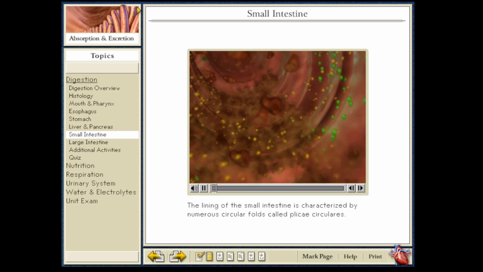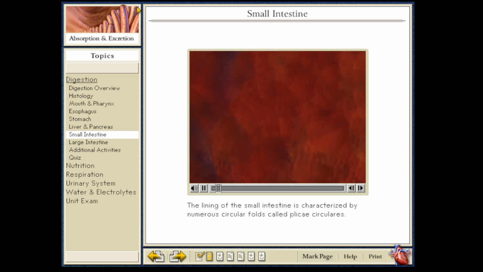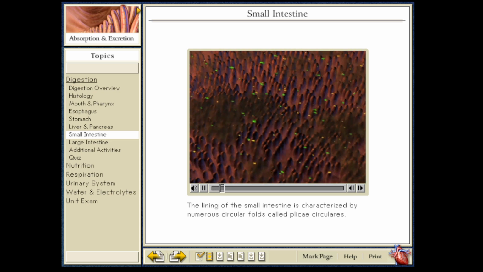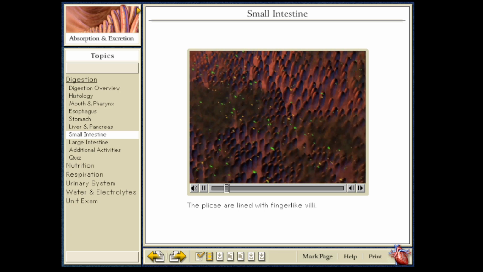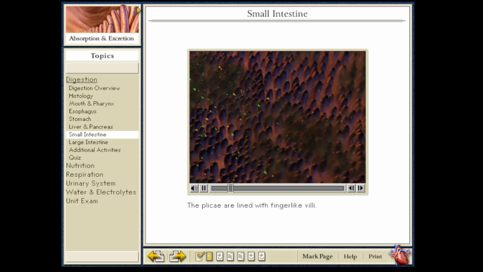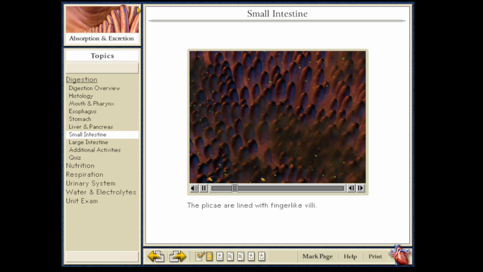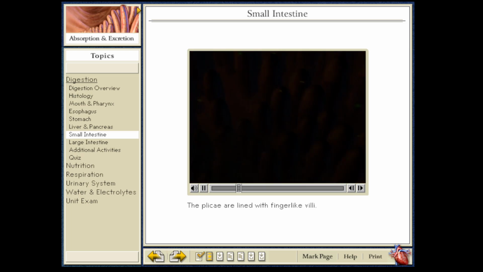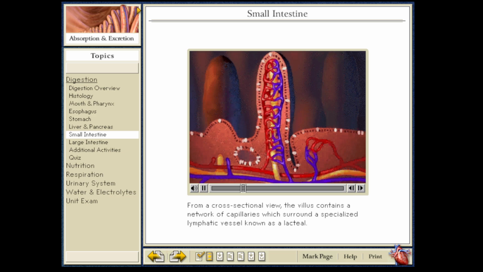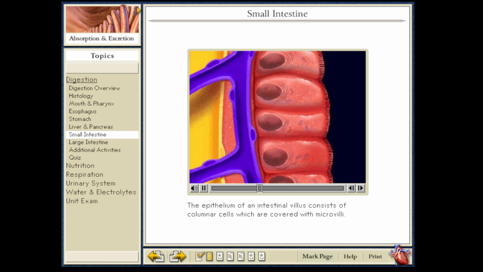The lining of the small intestine is characterized by numerous circular folds called plicae circularis. The plicae are lined with finger-like villi. From a cross-sectional view, the villus contains a network of capillaries which surround a specialized lymphatic vessel known as a lacteal. The epithelium of an intestinal villus consists of columnar cells which are covered with microvilli. This succession of folds and projections increases the surface of the intestinal lining for efficient absorption.